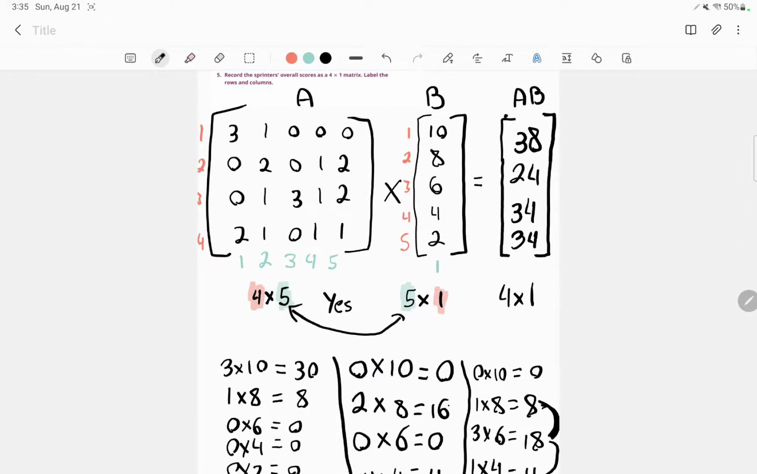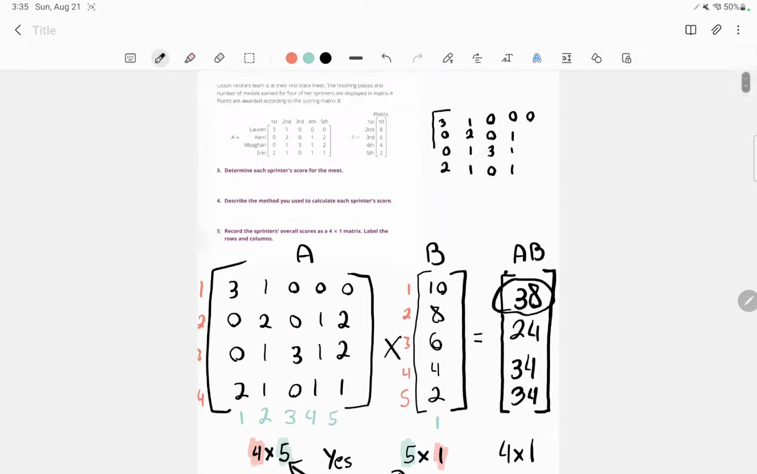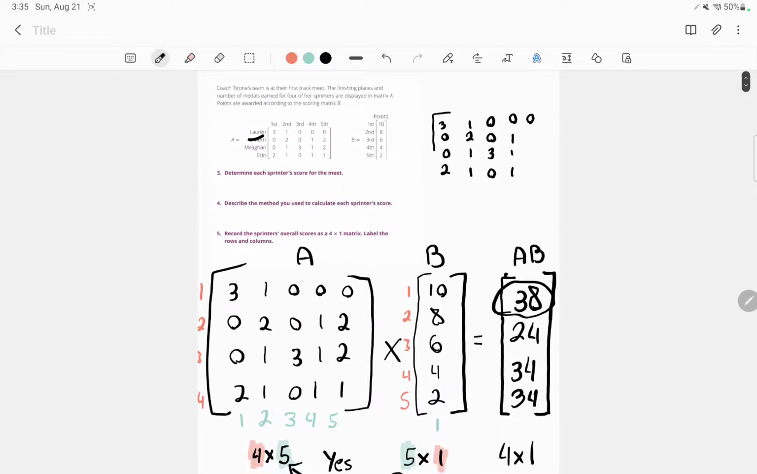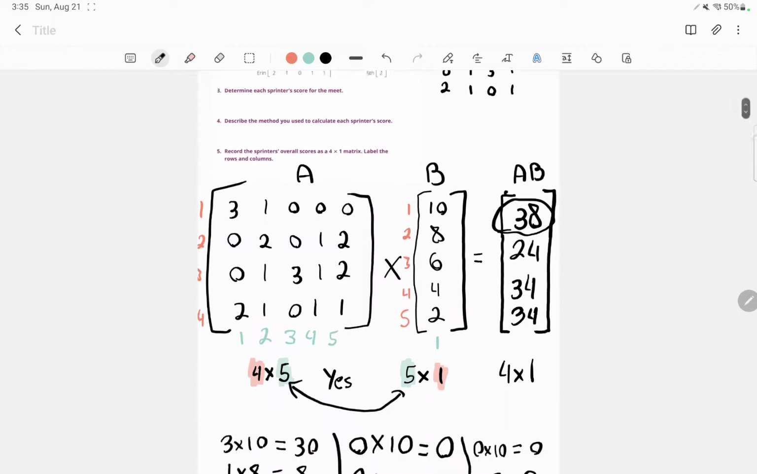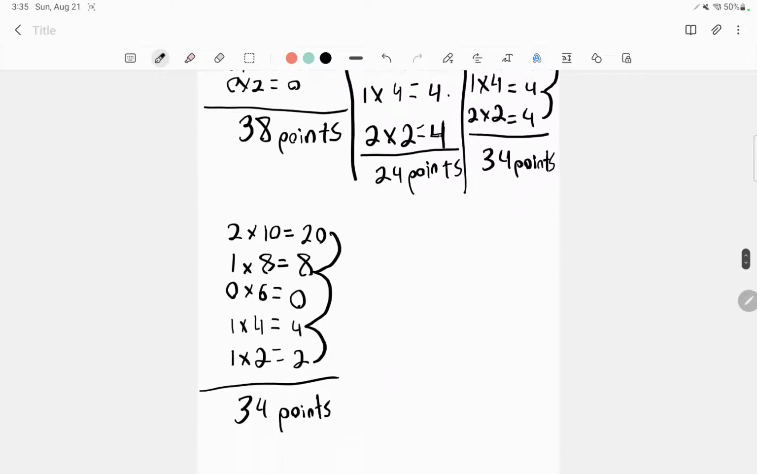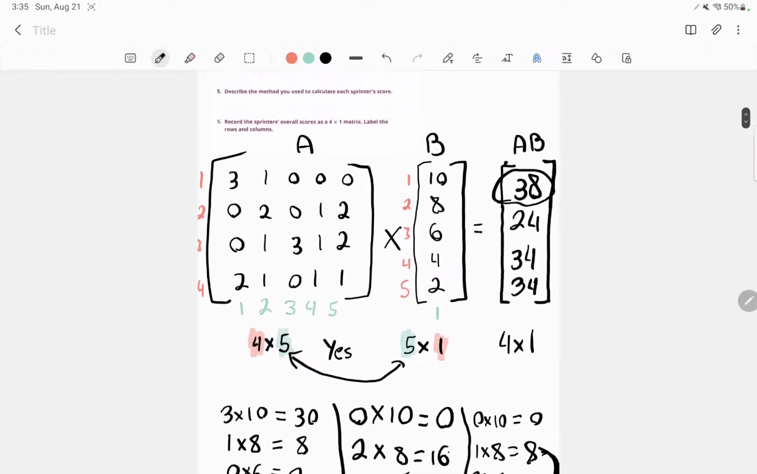And that's going to be your answer for the entire thing. Now, who won? It obviously was the first person, which was Lauren. Lauren got the most points, and she would be the one who would win. And that's literally all it takes. I know it takes a lot of time. But this is how you multiply matrices.